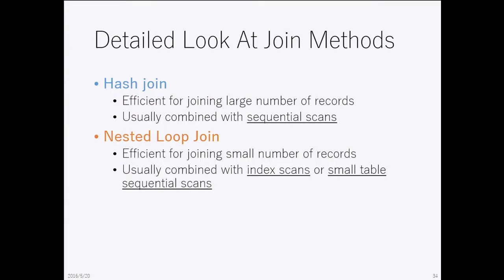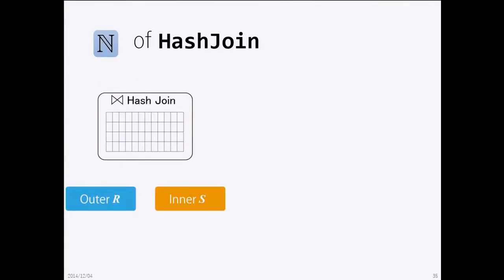Next, we cover these two join methods, hash join and nested loop join. Hash join is the most efficient join method for joining large number of records, and it is usually combined with sequential scans. On the other hand, nested loop join is generally better at joining small number of records with selective scans. So it is usually combined with index scans or small sequential scans. First, let's look into hash join.